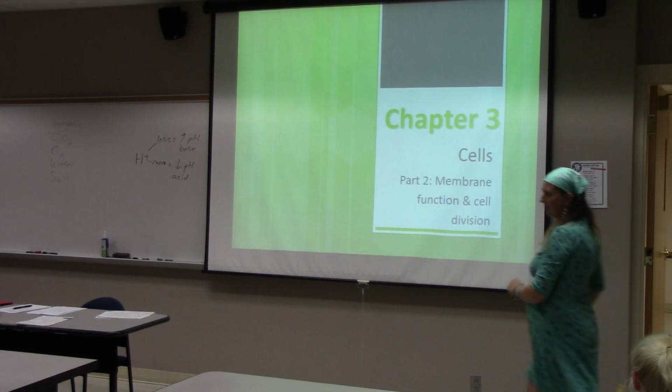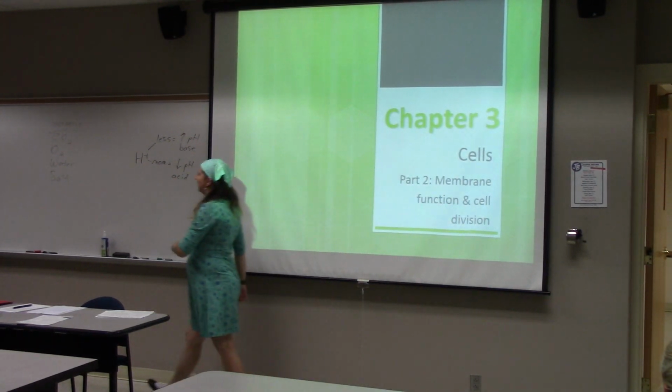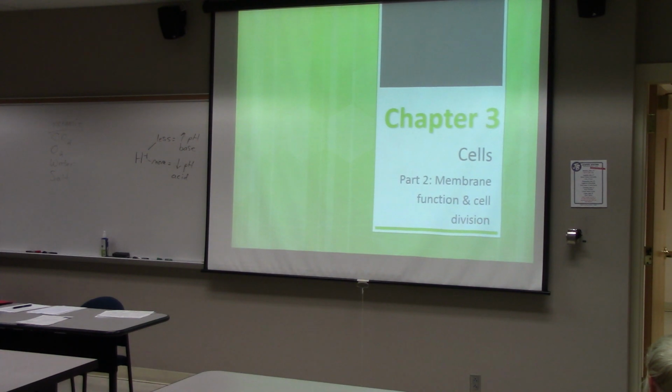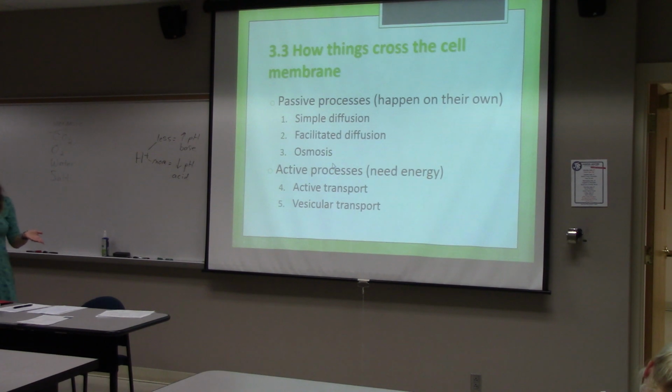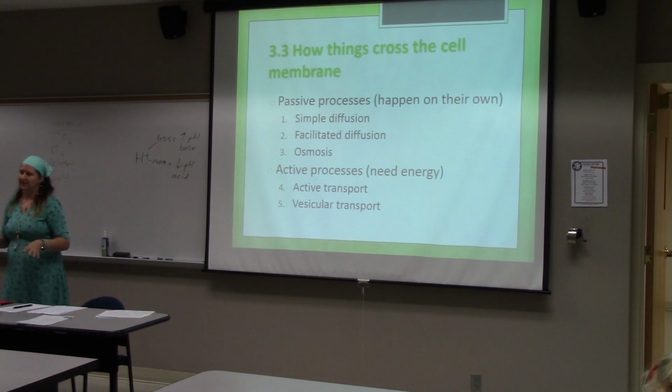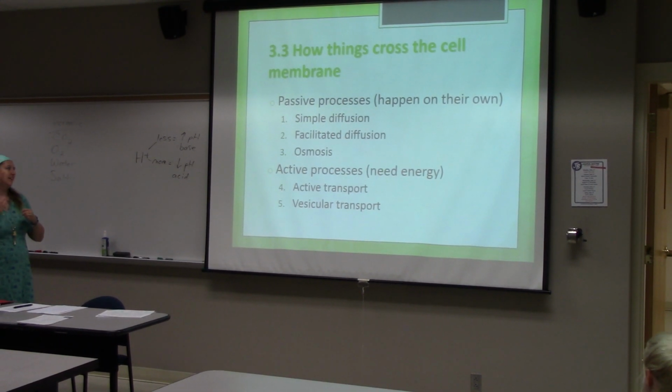Continuing chapter 3 on cells. The topics here are membrane function, so how things get in and out, and cell division. There's two main categories for ways things cross the cell membrane. That's passive and active. The difference is based on whether the cells need to use energy to move the substance.